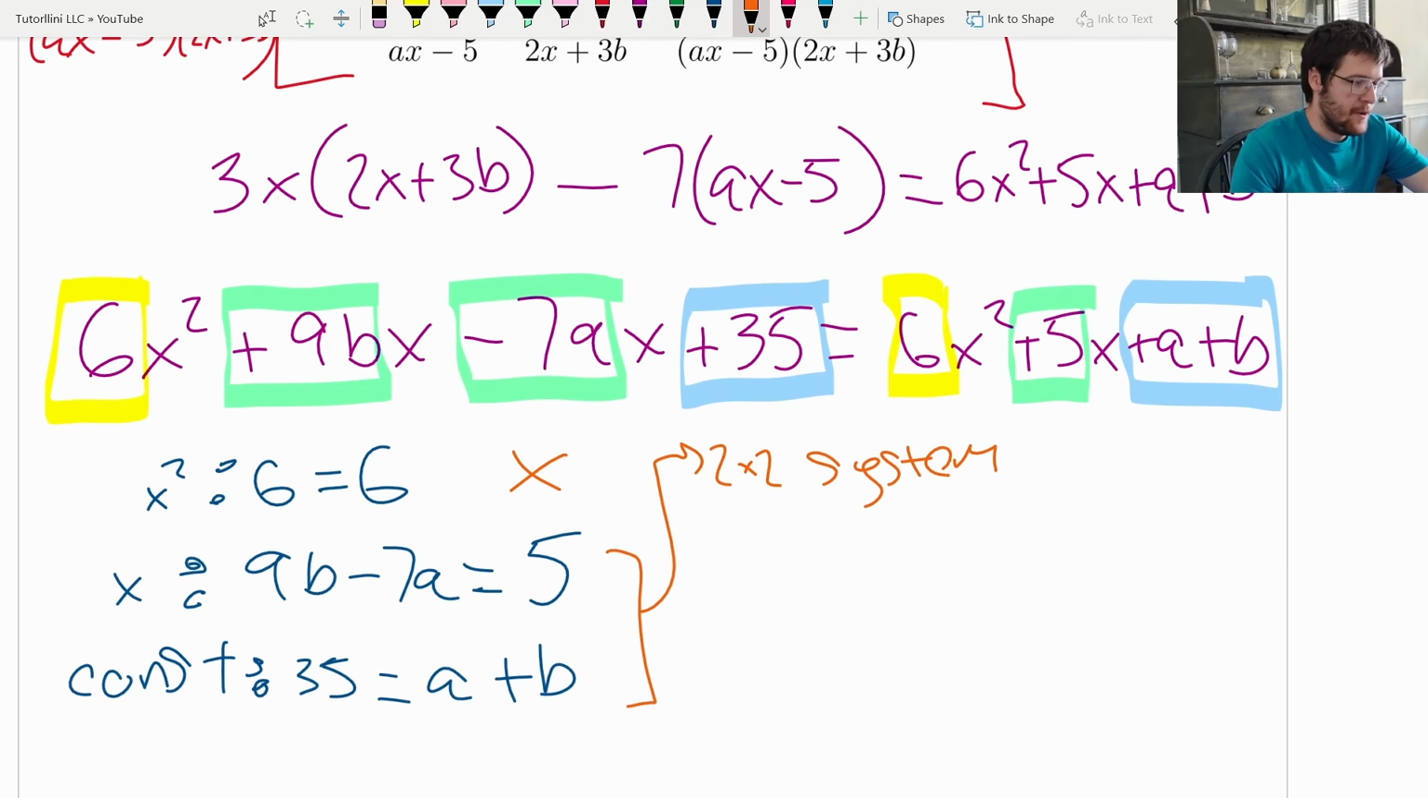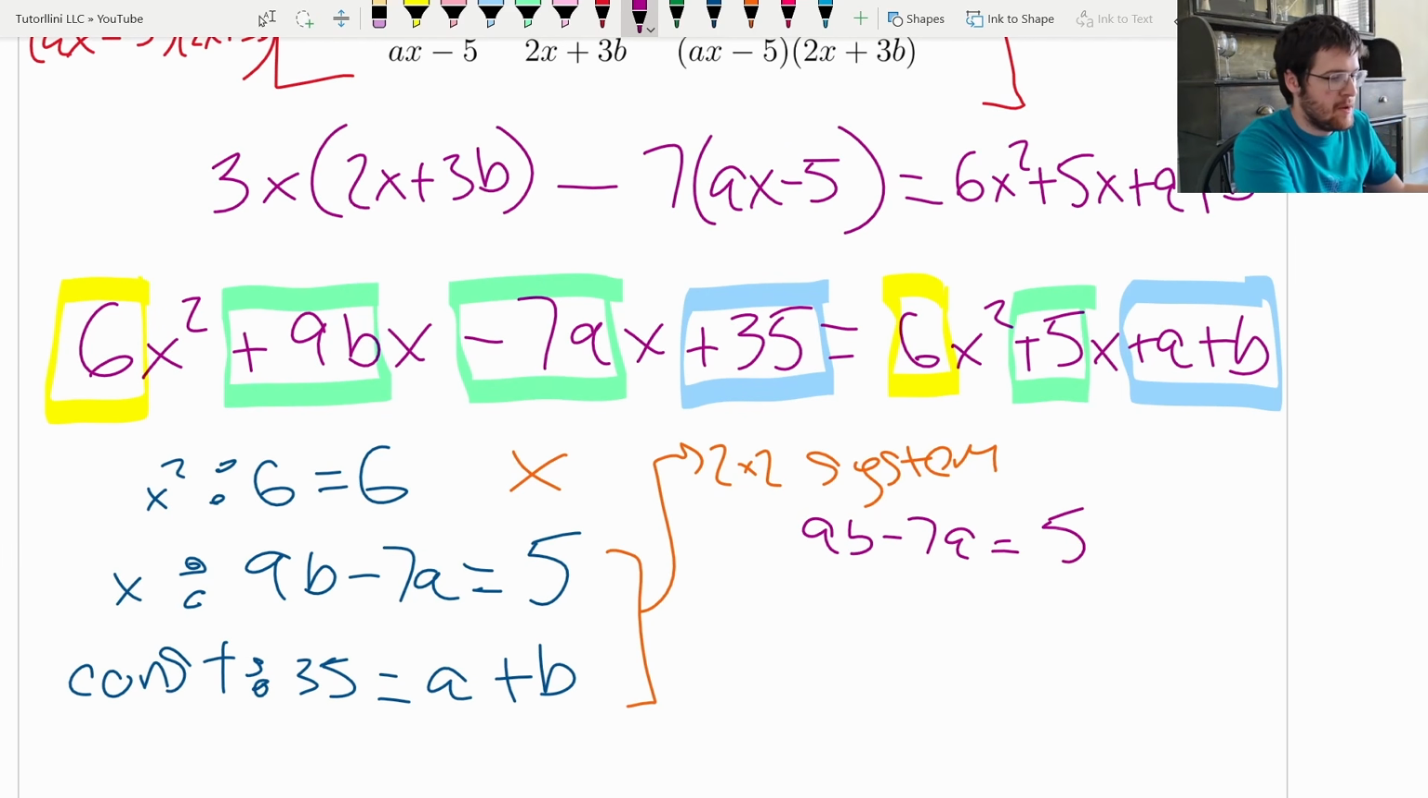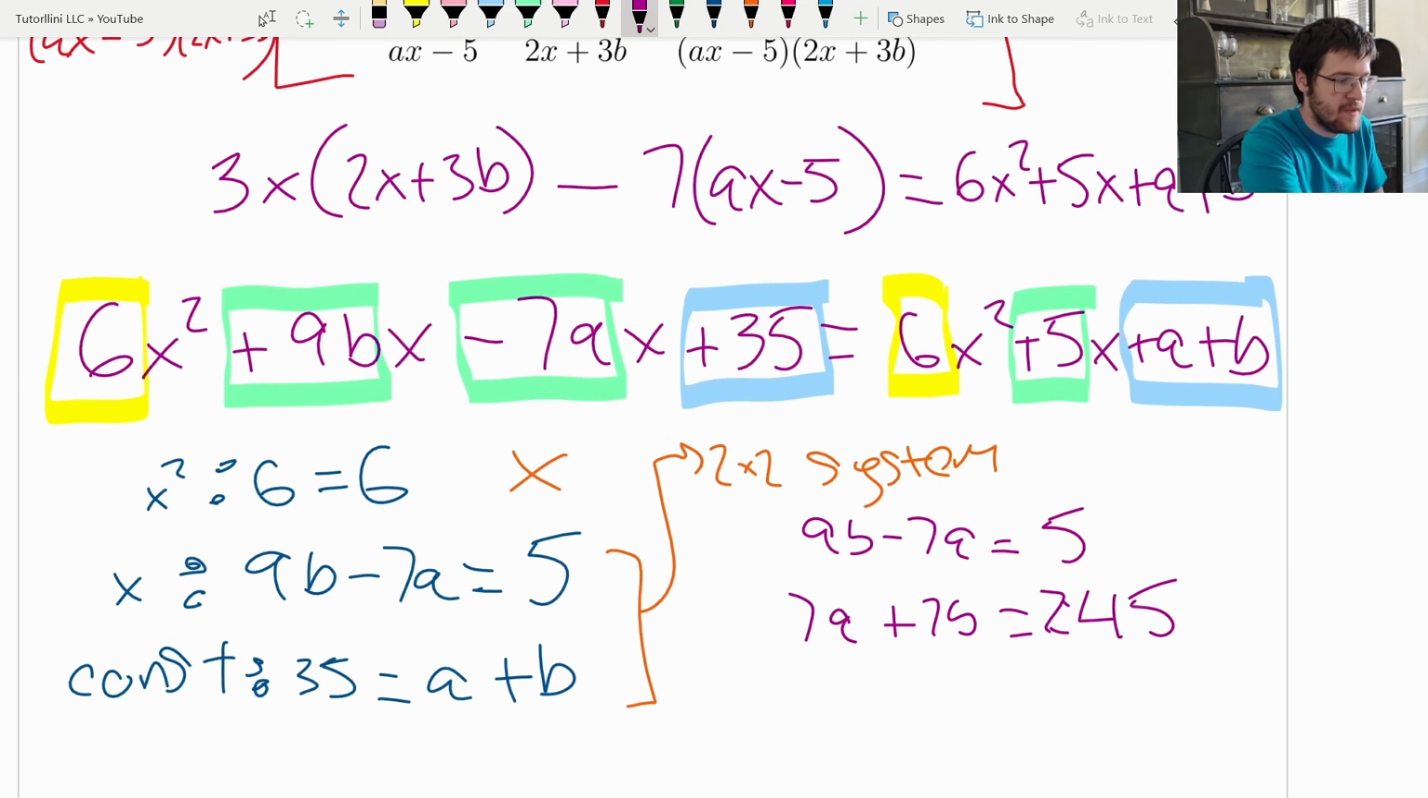Let's, I don't know, how about I multiply the bottom one by 7 and then add them. So I'm going to do 9b − 7a = 5, and then a + b = 35. I'm going to multiply by 7. So 7a + 7b equals, what's 35 times 7? This is called elimination. You could also just change the a's and b's to x's and y's and put it into Desmos. You can do that. All right, I'm going to add the two equations. The a's go away.